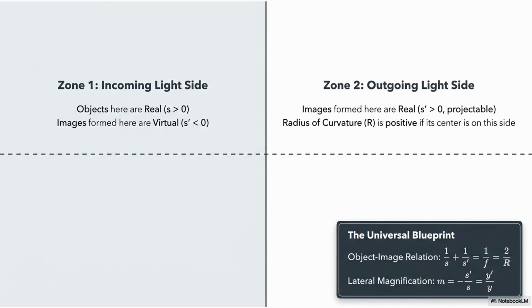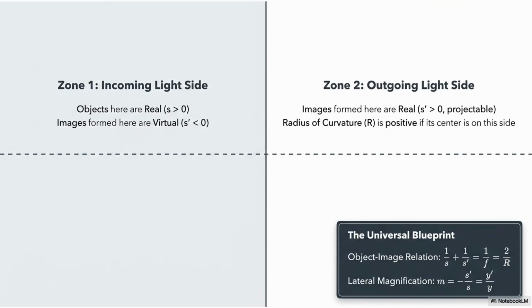And there's some serious math introduced here right away. We get this universal blueprint equation. It's 1 over s plus 1 over s prime equals 1 over f, which also equals 2 over r. Yep, that equation governs pretty much everything we'll talk about. And there's also the lateral magnification equation. The m equals negative s prime over s.